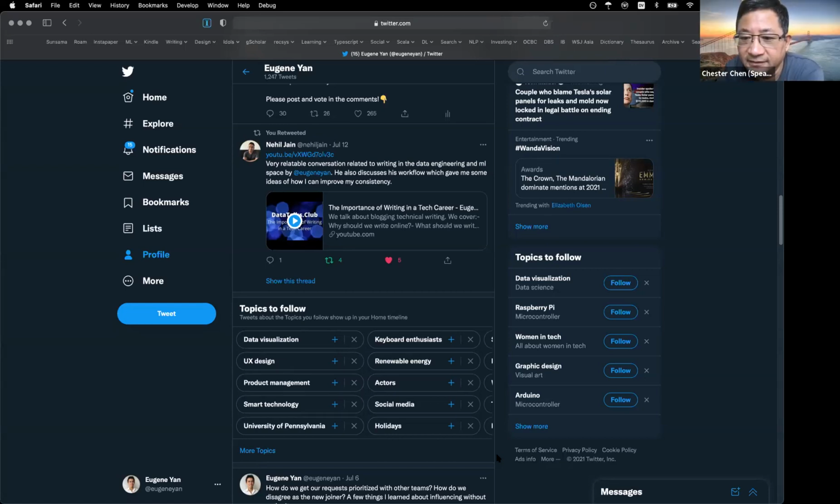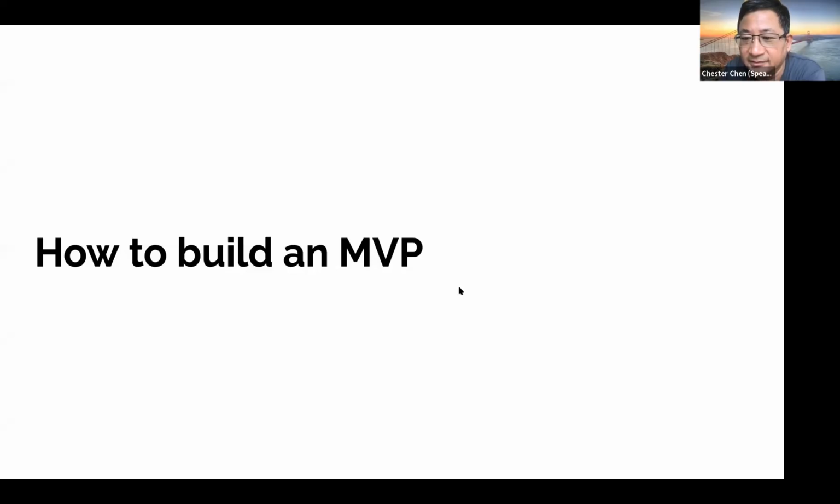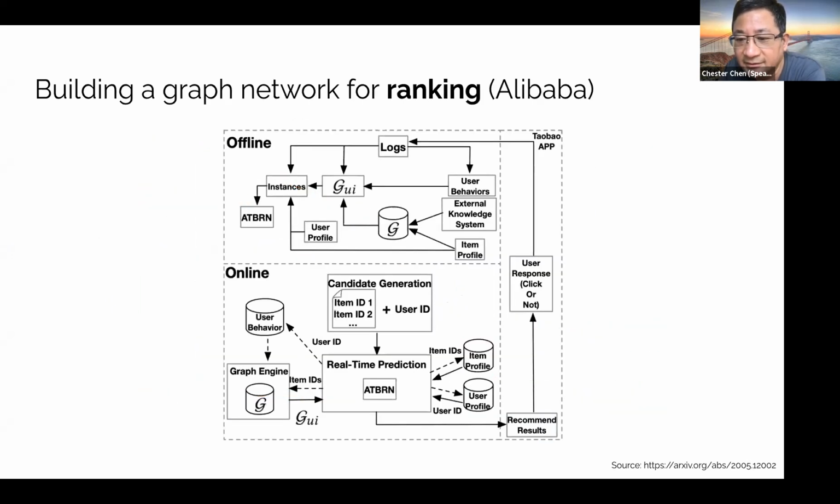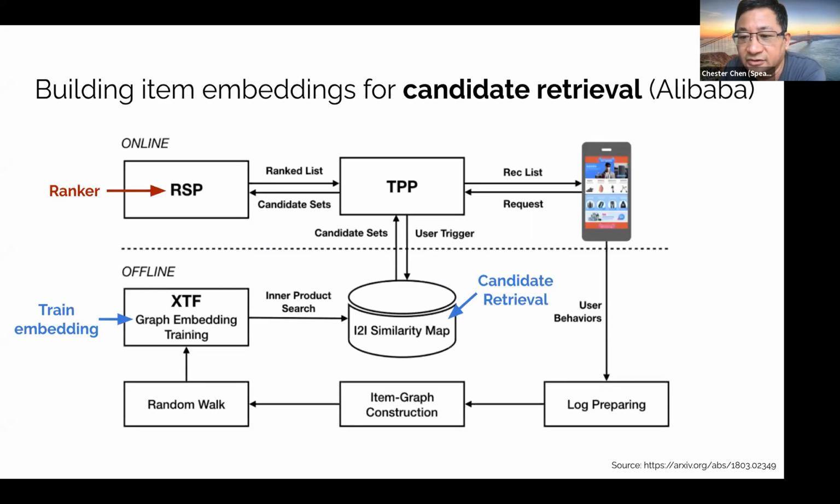Okay, so that's the question from Dave. The next question from Luis is: why not use U2I, user to item, in retrieval, but I2I retrieval in the Alibaba example? I'm sorry, could you repeat that again? The text was saying, why not use U2I, user to item in retrieval, but I2I retrieval in the Alibaba example.